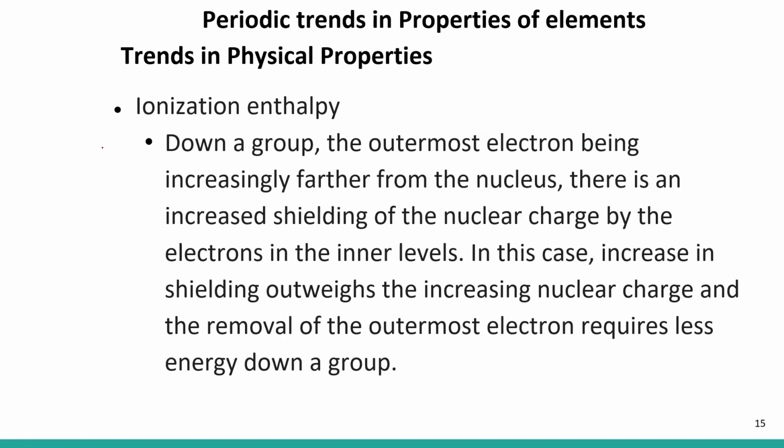Now for down a group, the reason is simple: as we move down a group, the number of shells is increasing and the electrons are moving further away from the nucleus. Due to this, they are experiencing more shielding effect, and due to this, they are easily removed from the outermost shell as compared to the previous group atom or element. So this is the trend in the ionization enthalpy.